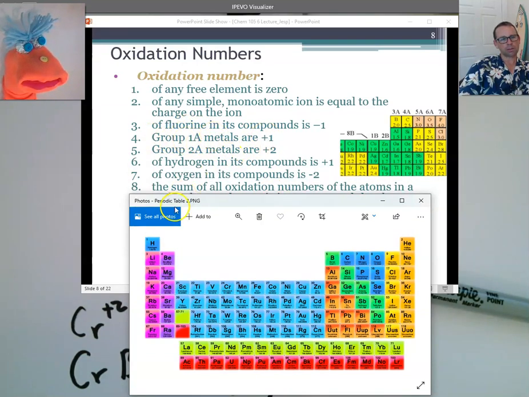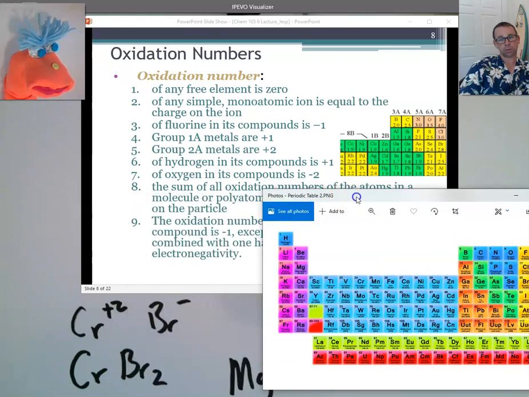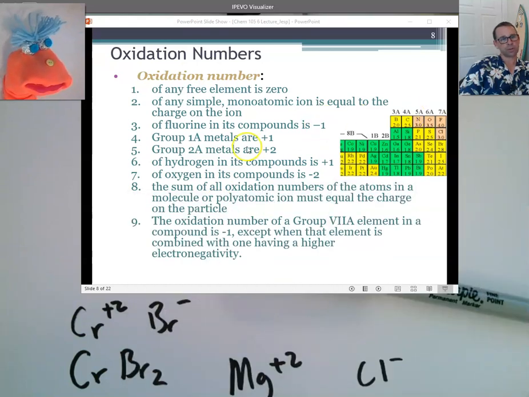Group 1A metals are always +1. Group 2 must be +2. That makes sense because if they're in ionic compounds, we already know their charge, therefore their oxidation number is the same, right? That's right. So that's pretty straightforward. Any compound that contains group 1 metals, they're +1 oxidation number, group 2, +2 oxidation number.